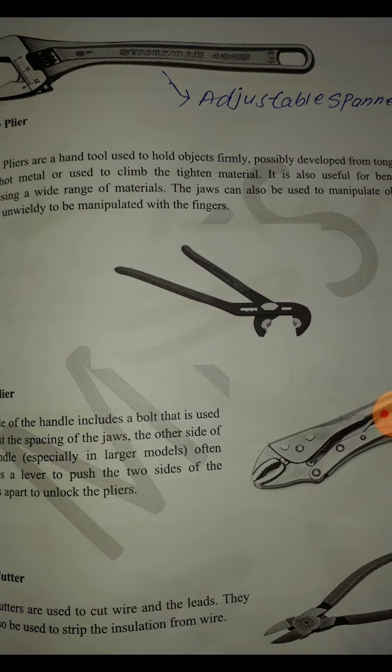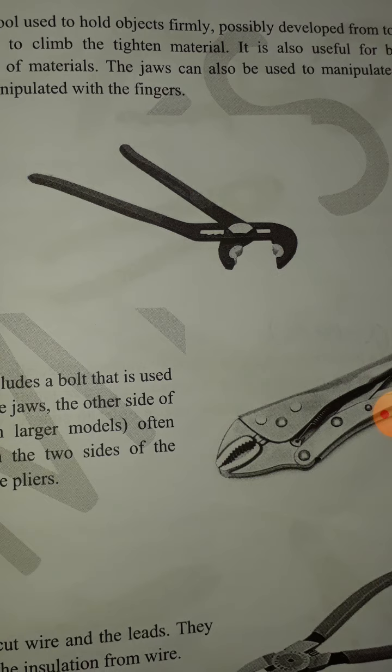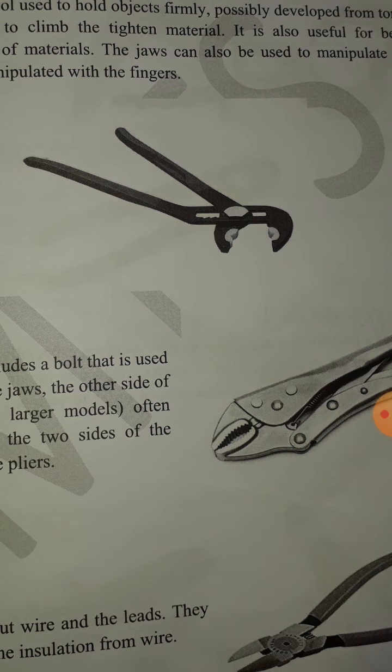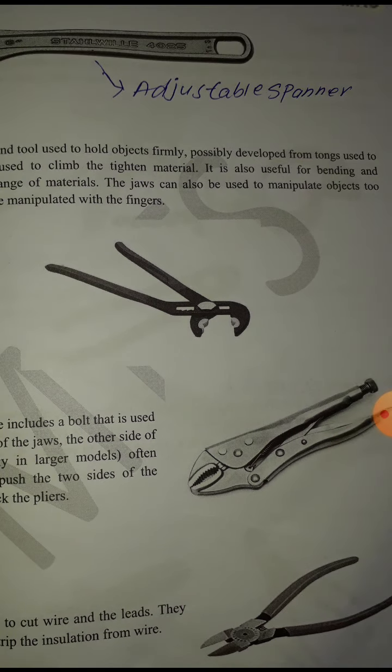And the grip plier, this is the grip plier. Before, in the cable tray and trunking chapter, we talked about the grip plier. The grip plier is used especially for thread rod tightening. At thread rod tightening time we can use the grip plier.